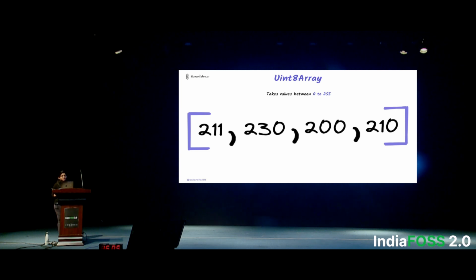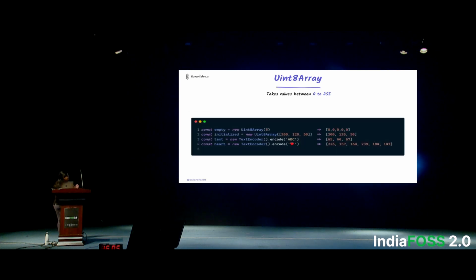Now, how do we actually use these Uint8Arrays? There are a few examples. You can pass in the size of the array and it will initialize it with zeros. You can even pass it the numbers and it will just be filled with those numbers. You can even represent text with the help of the TextEncoder.encode API, and you can even represent emoji with the help of Uint8Arrays. So I think pretty much everything can be represented with the help of Uint8Arrays. So we covered how we are going to deal with binary data.